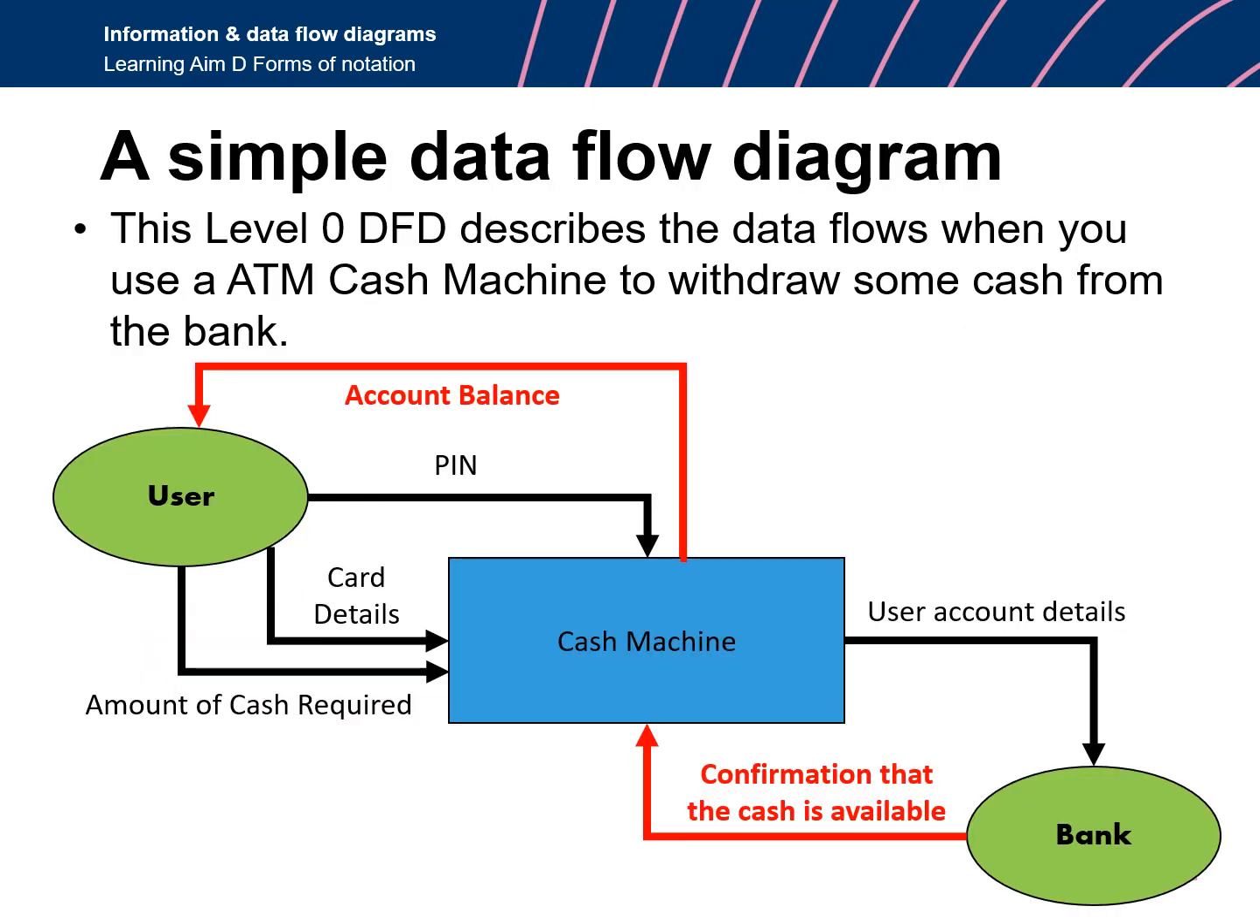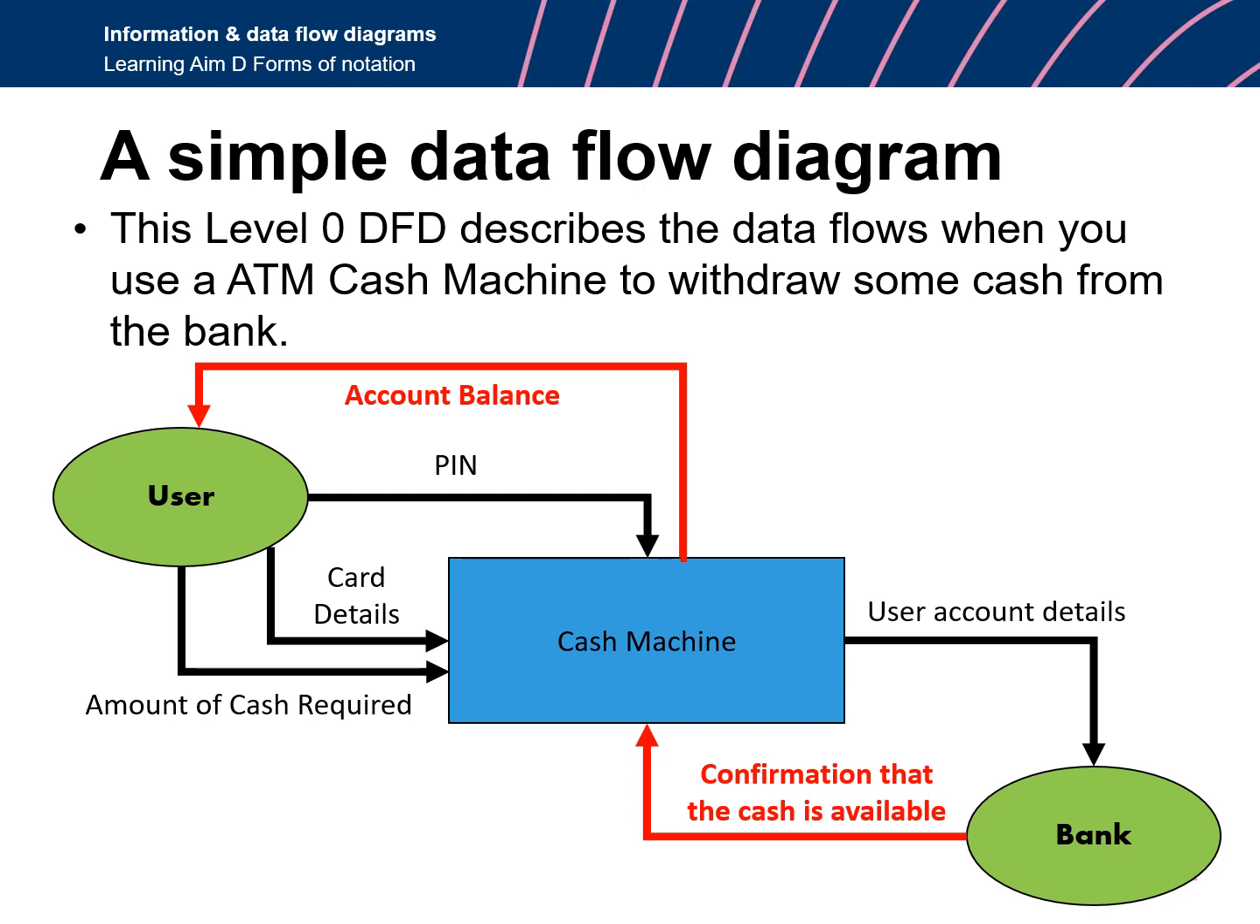You will notice when we look at our first simple data flow diagram that there is no processes. When drawing a level 0 DFD, you only show the entity and the data flow. We'll look at this example now for a cash machine. We have one entity, or one person, the user, and we have another entity, the organization of the bank.